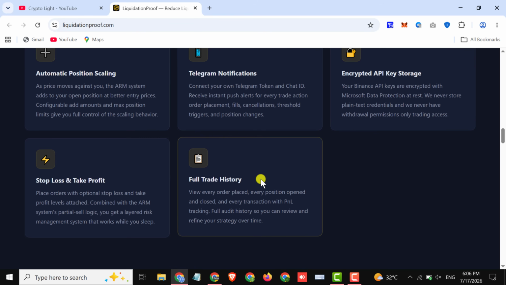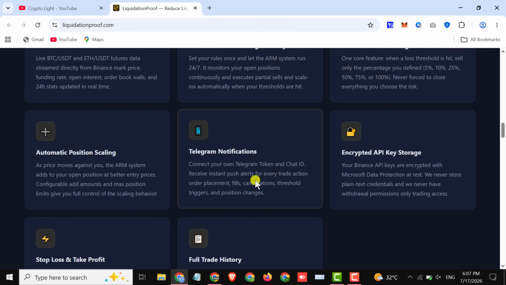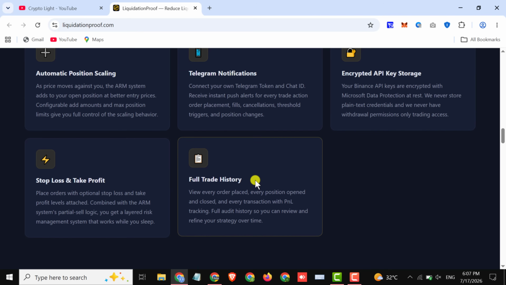Here you can check out the different features right here, like real-time market data, automated risk management system, partial position selling, automatic position scaling, Telegram notifications, encrypted API key storage, stop loss and take profit, and full trade history.